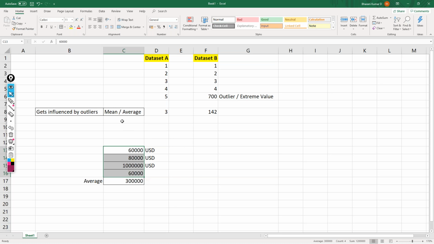Then which measure should I use? You have to use something called median. Median is the middle value of a data set. The middle value of a data set. What is the middle number of this data set? 3. Yes, that's the middle number. And what is the middle number of this data set? It's 3.